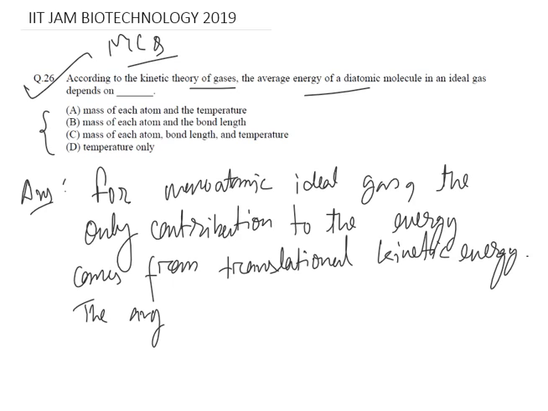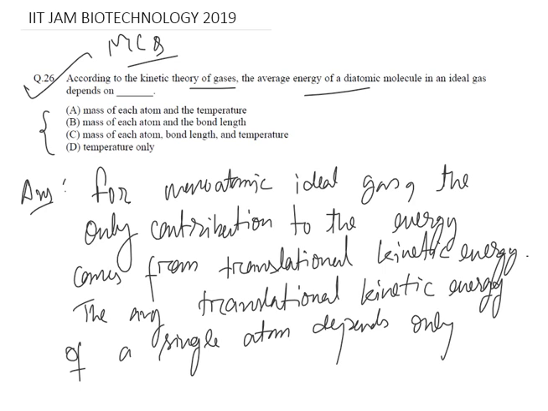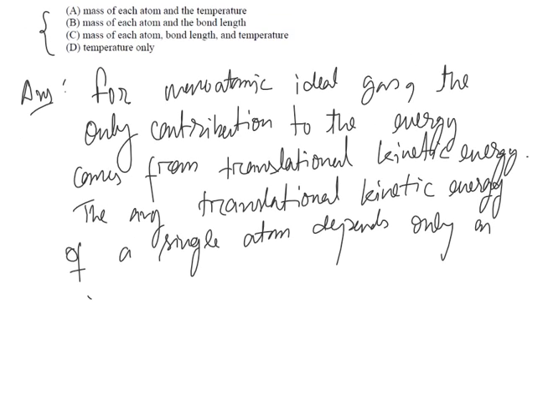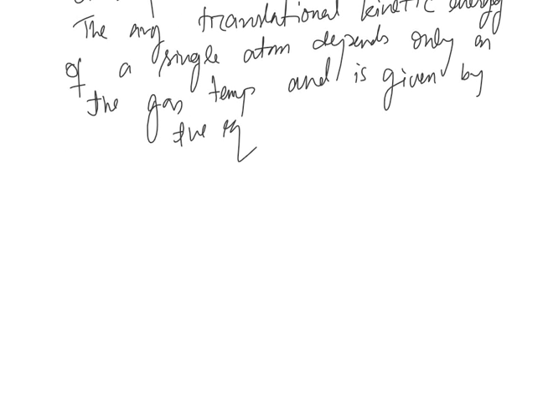The average translational kinetic energy of a single atom depends only on the gas temperature and is given by the equation K average is equal to 3 by 2 kT.